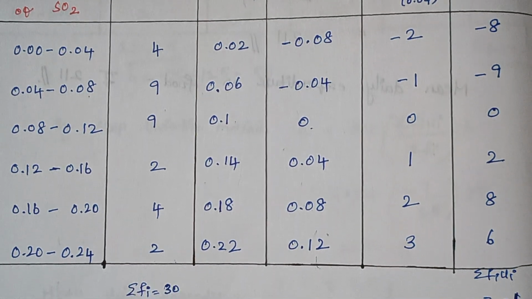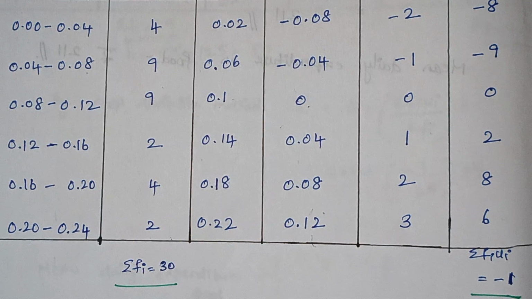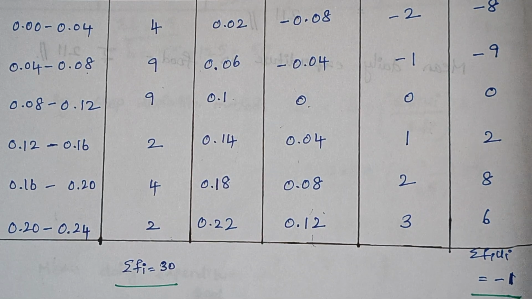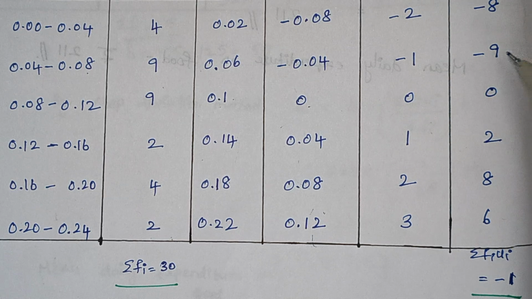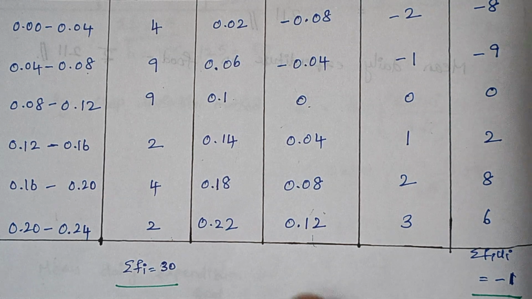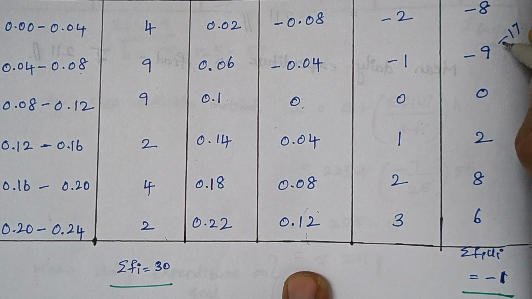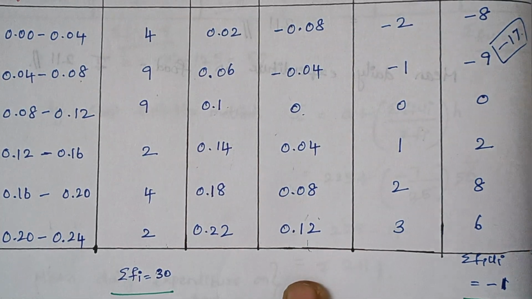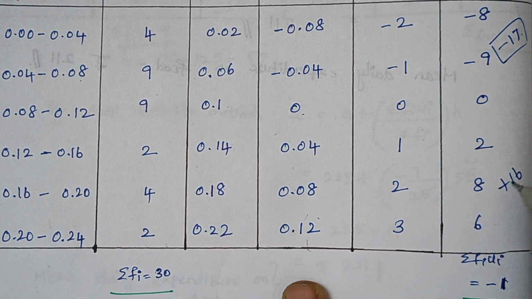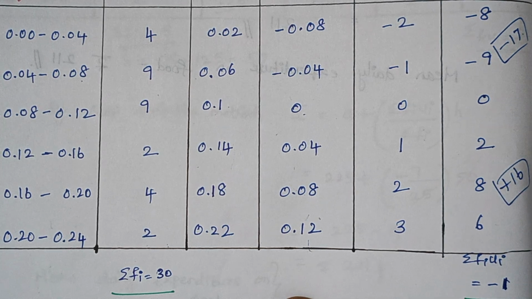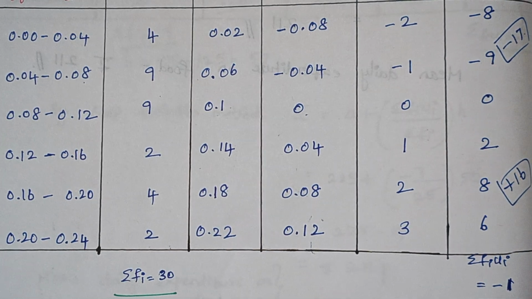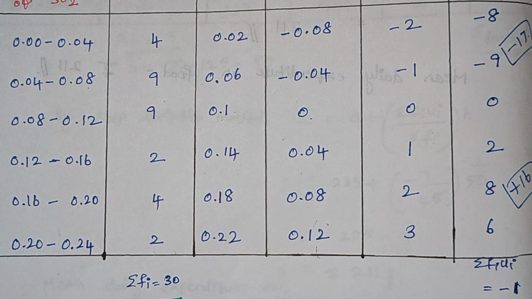So when you add, we end up with the answer as minus 1. Because 8 plus 2 is 10, 10 plus 6 is 16. And 9 plus 8 gives minus 17. So here it is minus 17 and here it is plus 16. So minus 17 plus 16 gives you minus 1. And the summation of Fi here is 30.